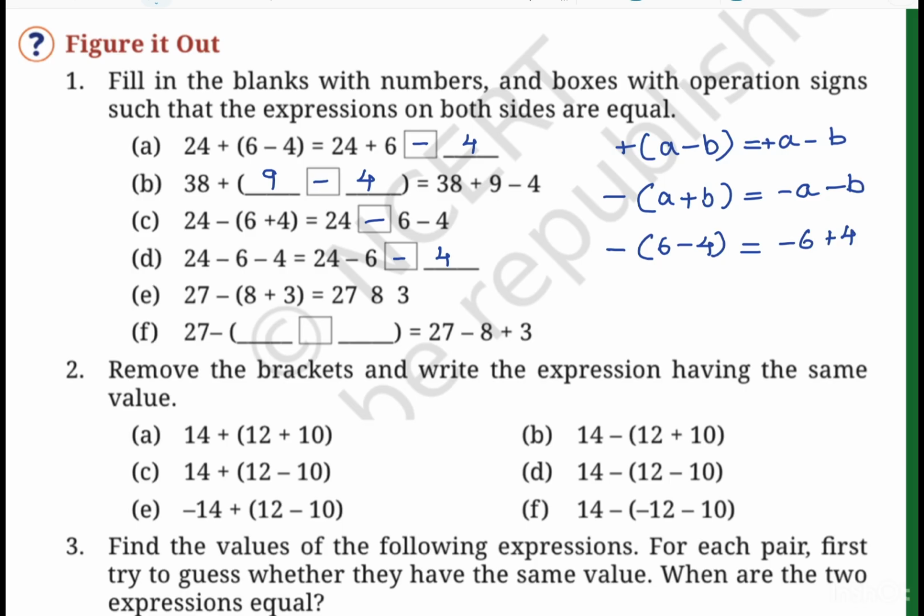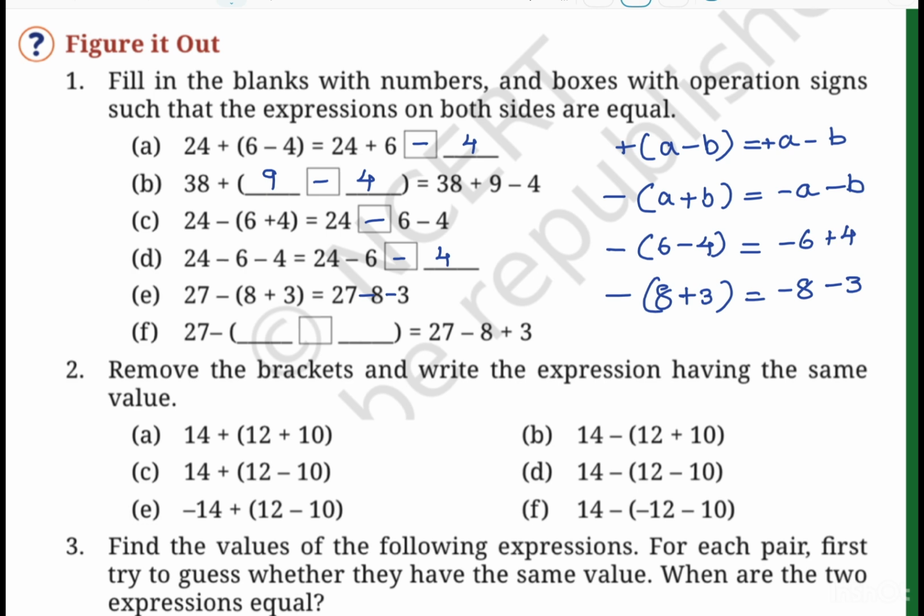Next question, 27 minus 8 plus 3, that is equal to, here we can see that in the bracket 8 plus 3 and its sign is minus. So when we open the bracket, the sign of the terms in the bracket will be changed, so it will be minus 8 minus 3. So the answer is 27 minus 8 minus 3.